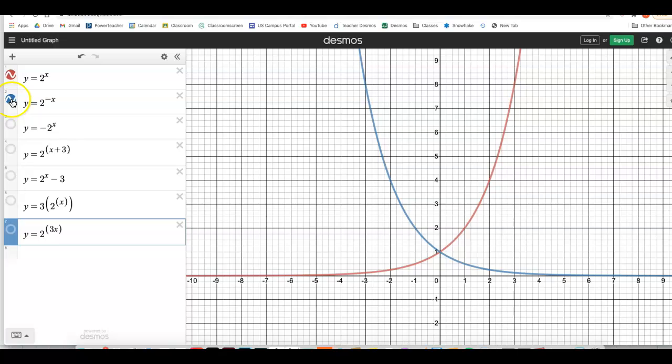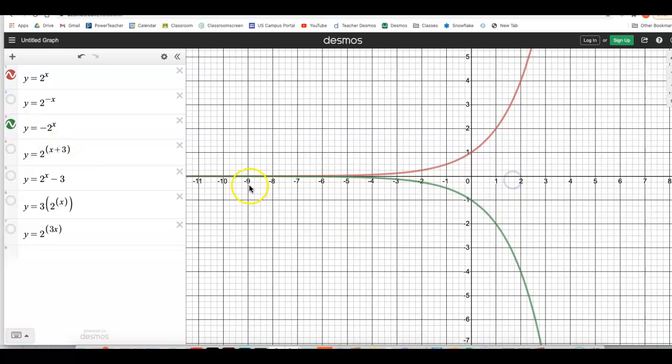We can also put a minus in front of the whole function. So this is the equivalent of y equals negative f(x). And that gives me a reflection down here in the x-axis, or y equals 0.